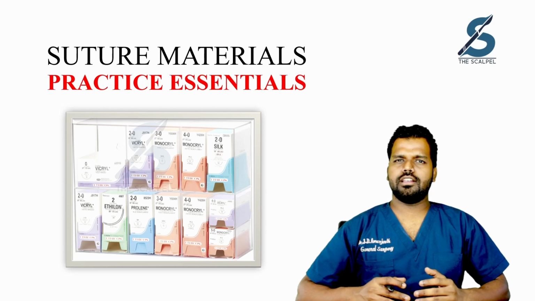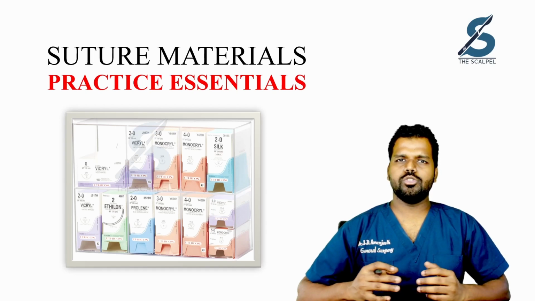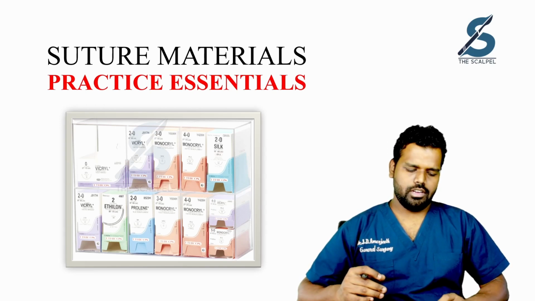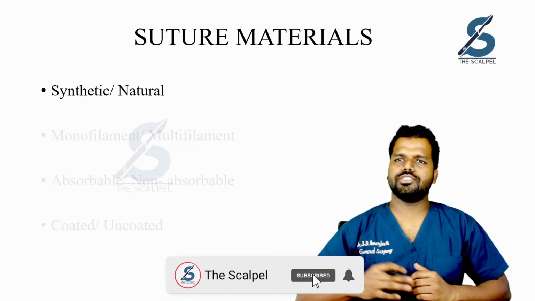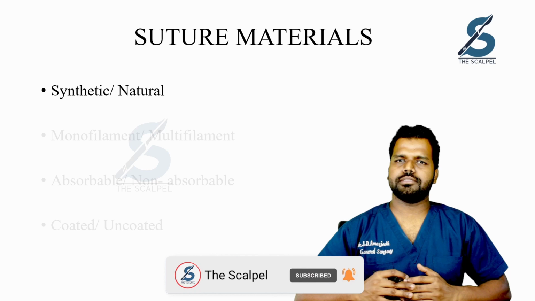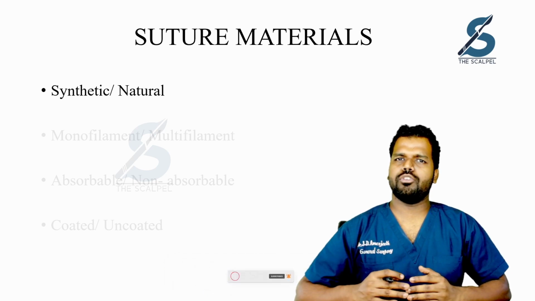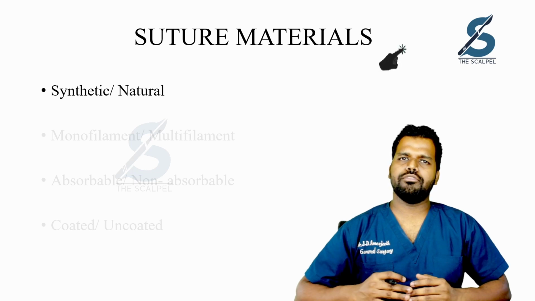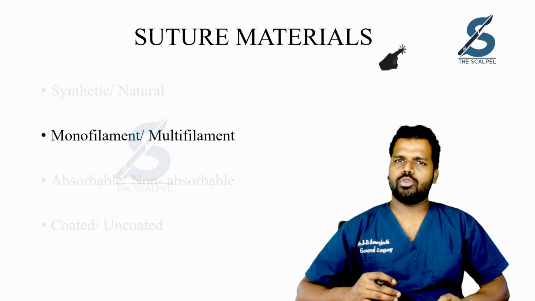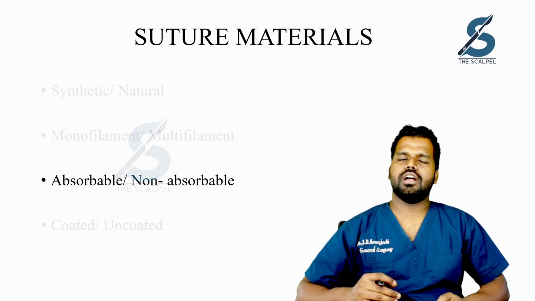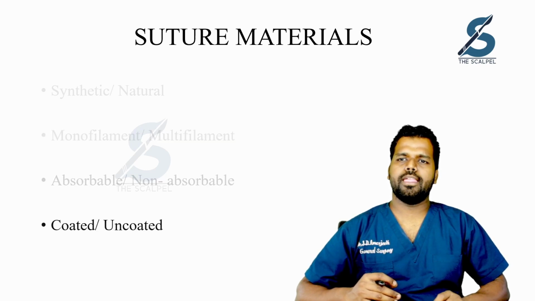The suture material is a medical device used to hold the tissues together. There are a lot of classifications for the suture material. One is synthetic and natural. The name itself is self-explanatory. The example for a synthetic suture material is nylon or Ethilon, and the example for a natural suture material is silk. Then comes monofilament or multifilament, absorbable or non-absorbable, coated or uncoated. We'll discuss each of them later.